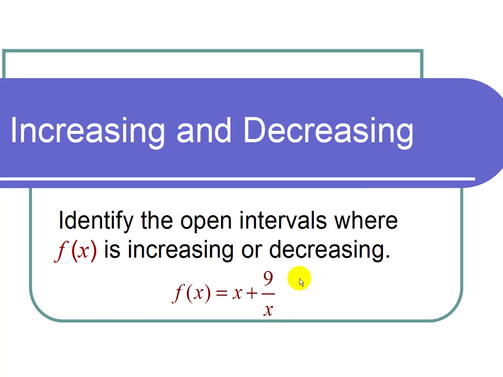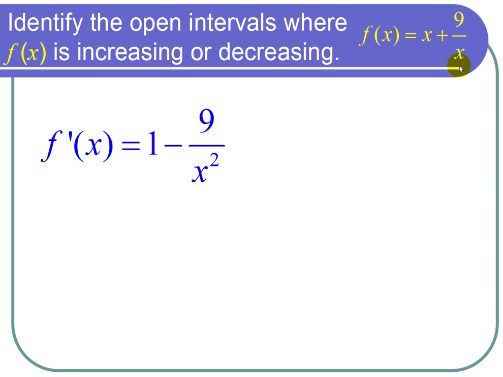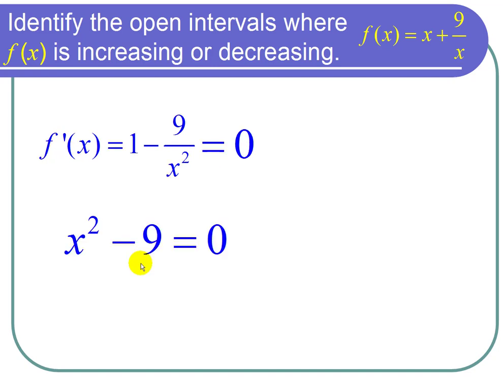And when I do that, the derivative of x is 1. I can write 9 over x as 9 times x to the negative first power, and its derivative will be negative 9 times x to the negative second, or minus 9 over x squared. So there's my derivative. Let's set that equal to 0 and solve. So multiply by x squared on both sides, and I get x squared minus 9 equals 0. And that has solution x equals negative 3, or x equals 3.